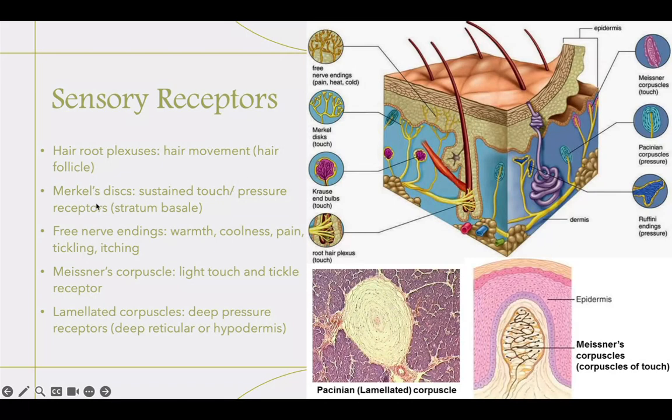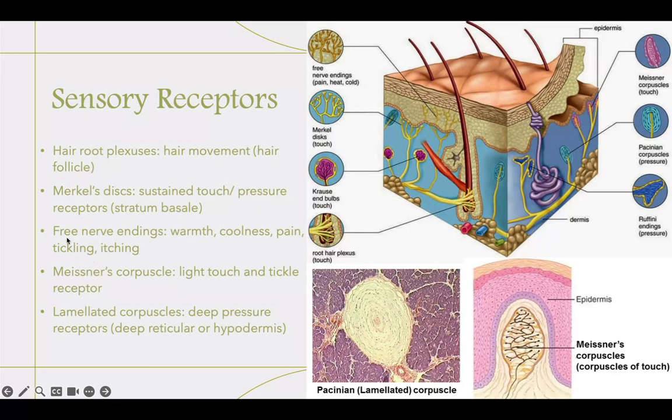Then we have Merkel's discs. Okay, Merkel's discs. So we can see them located here. So these are going to be interacting with the very bottom stratum of the epidermis. Remember that the epidermis has 4 to 5 different layers called strata, right? So the very bottom stratum is going to be where Merkel's discs are located, and this is going to be picking up or sensing sustained touch and some pressure.